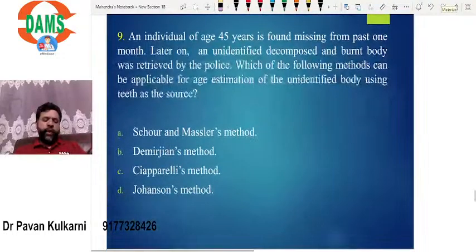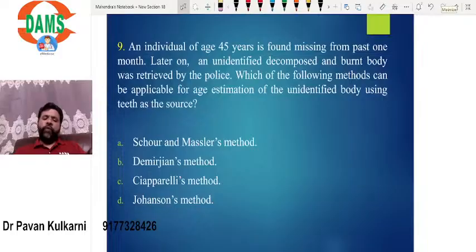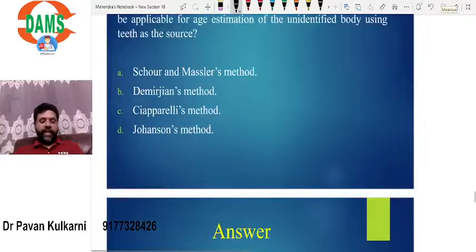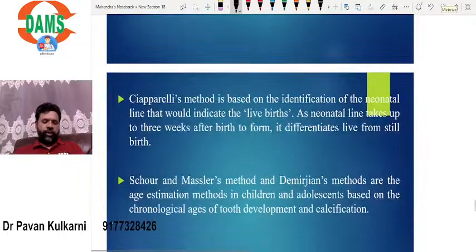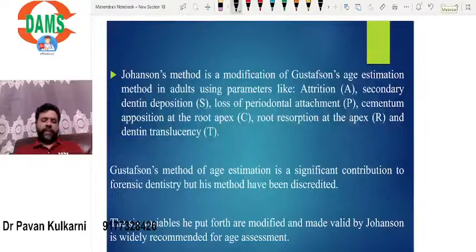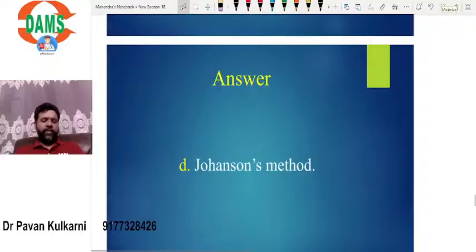An individual of age 45 years is found missing from the past 1 month. Later on, an unidentified, decomposed and burnt body was retrieved by the police. Which of the following methods can be applicable for age estimation of an unidentified body using teeth as a source? So this is actually a forensic odontology question. According to this question, the correct answer is actually Johansson's method. Okay, Johansson's method. What is Johansson's method?